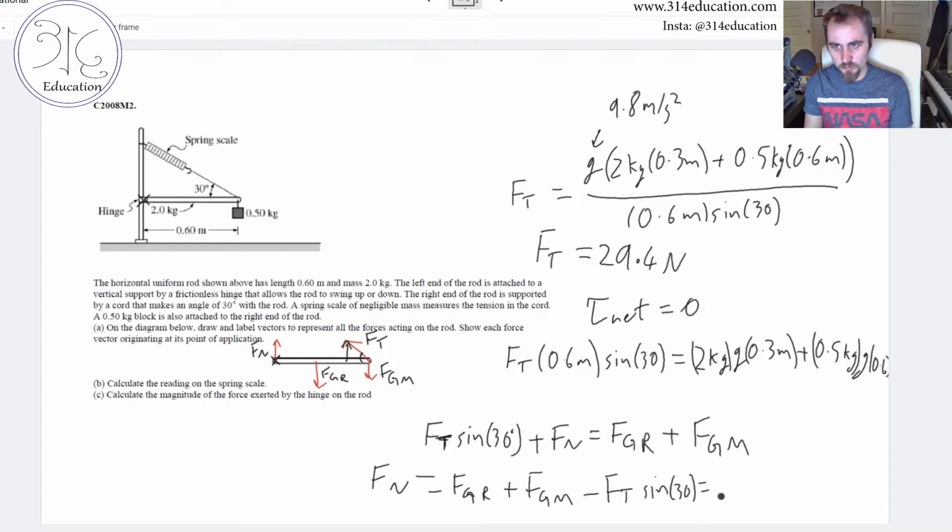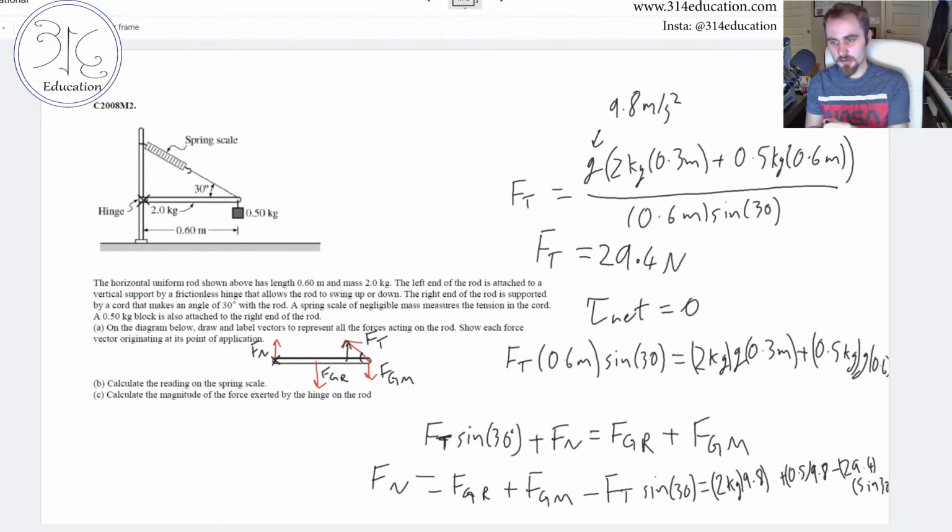Our FGR, that's 2 kilograms times 9.8 plus 0.5 kilograms times 9.8. I'm just going to omit units now because otherwise we'll never fit this. Minus 29.4 newtons times the sine of 30. There we go. It's all in the corner there, but we can make that work.